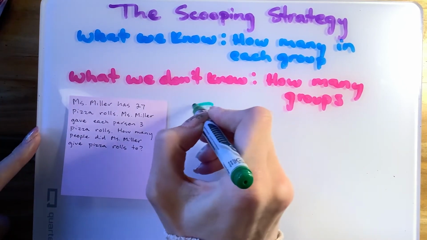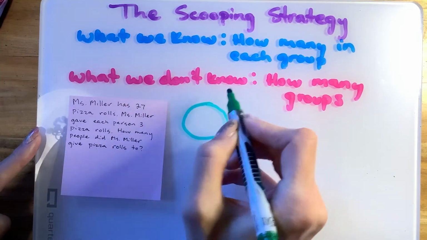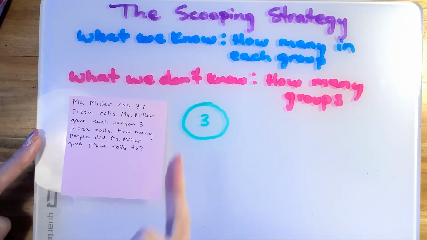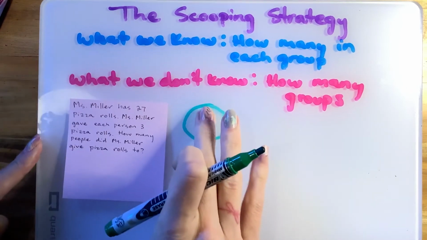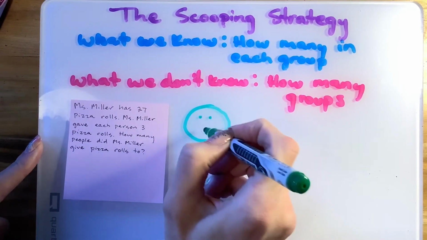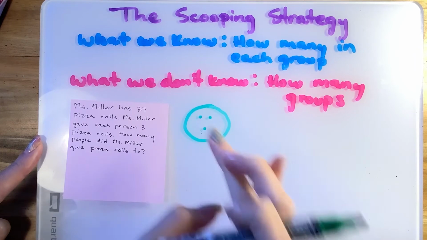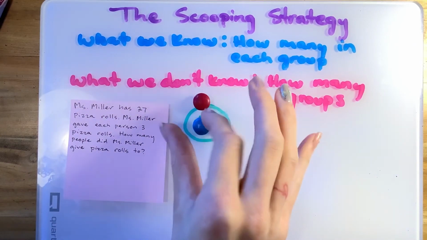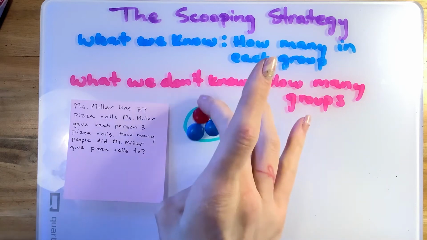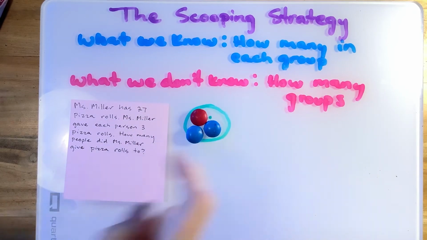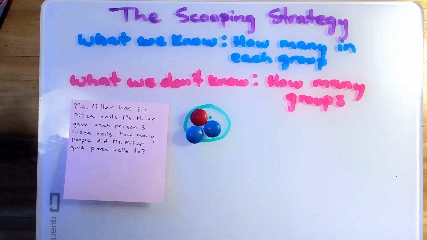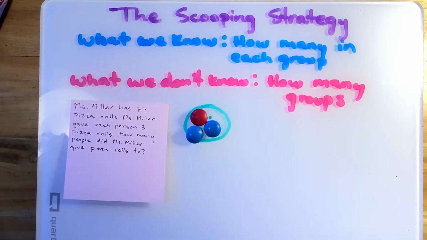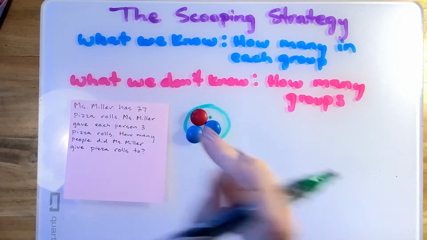And each time we make a group and we put 3 inside. You can either draw 3, you can make dots of 3. You can also use your counters. If you were using counters or pom-poms, you would use 3 inside the group because we want to scoop and put 3. You're going to keep building out those scoops of 3 until you hit that number 27.